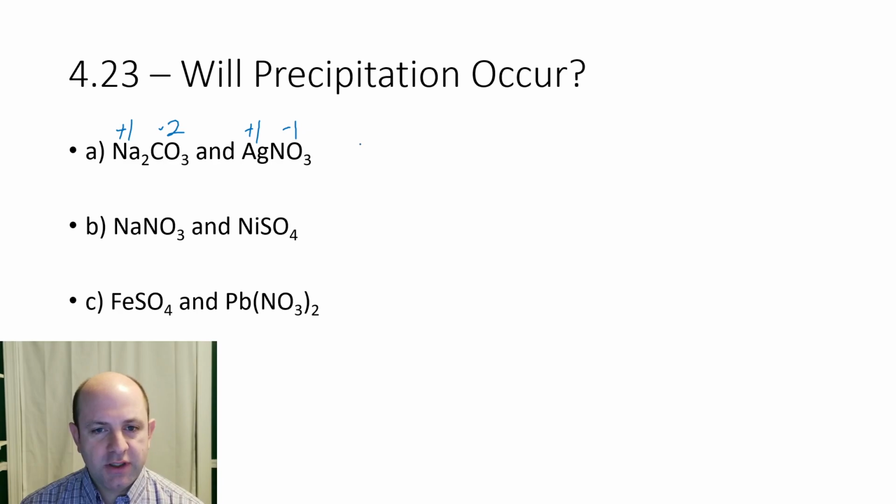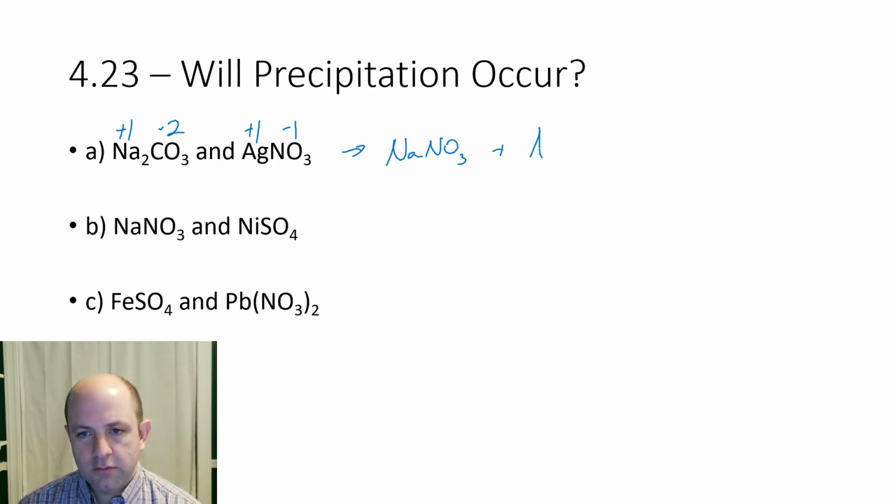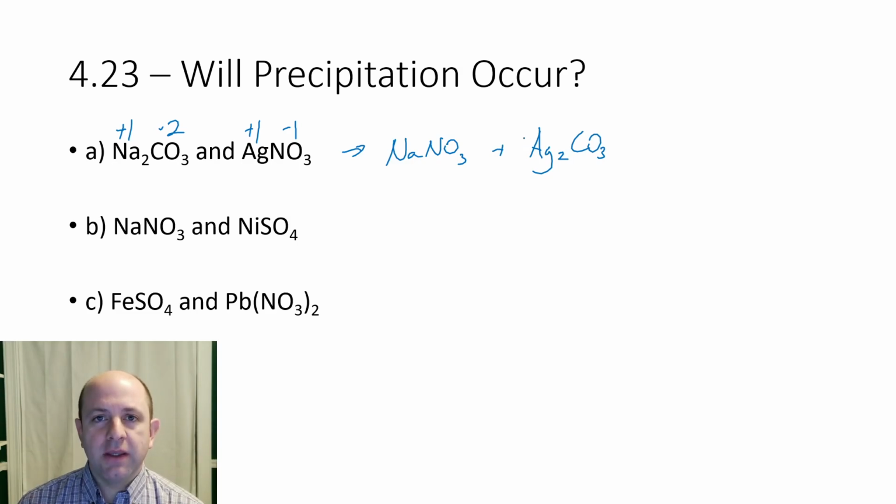So when we switch these, we'll say, okay, we're going to get sodium, that's +1. We'll pair with nitrate, that's -1, so one of each. Silver is +1. Carbonate's -2. When we switch, we will get 2 silvers and 1 carbonate. But now we look for the rules. Will they be soluble or insoluble?